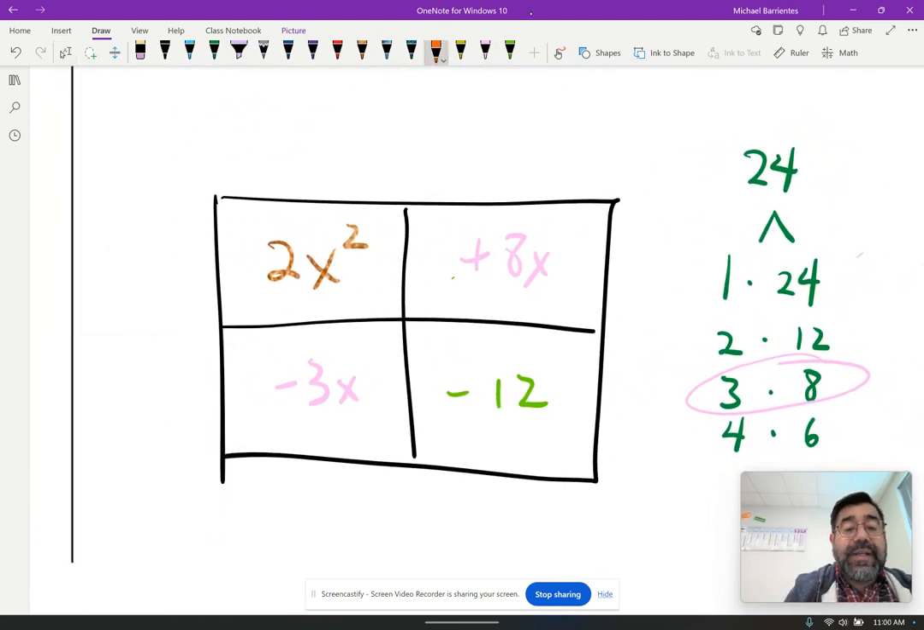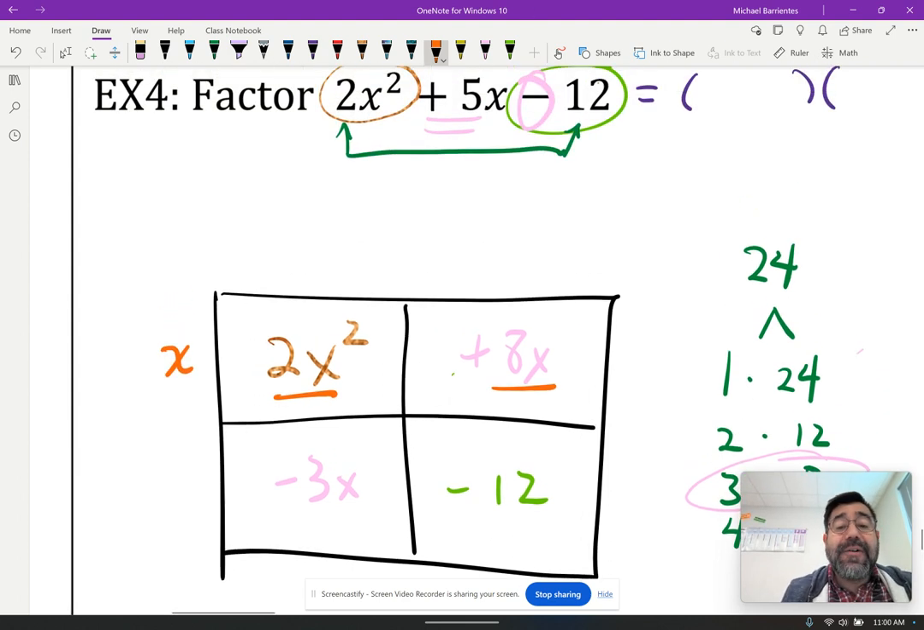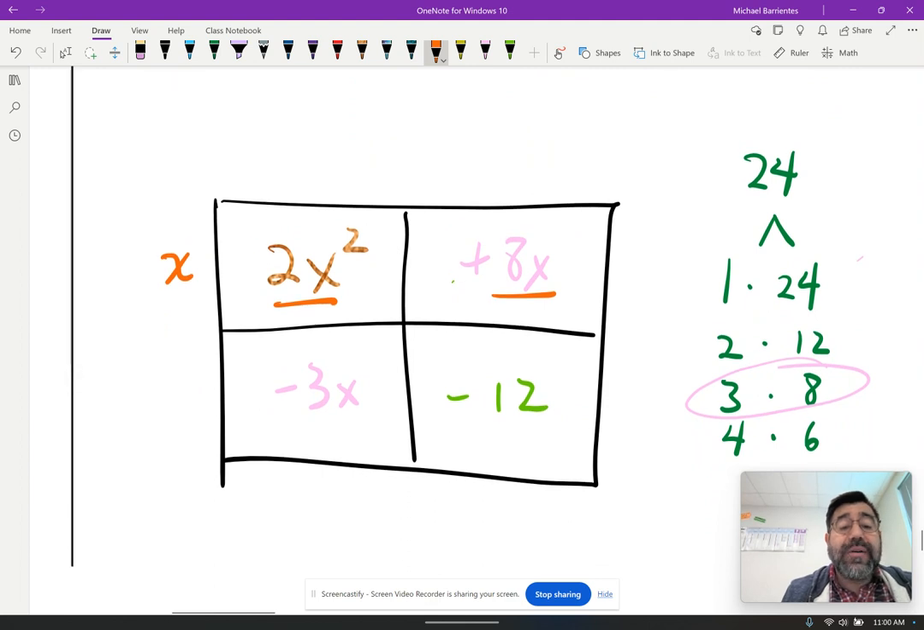Great. Now we're ready to find out what these have in common. Oh, take a look at this. What do these two have in common? They definitely have an x in common, but now they have a number in common as well. Both of these are divisible by 2. Do you see that? I can divide this by 2, I can divide that by 2. So they have that in common. I can divide this by x, and I can divide that by x, so they have an x in common.